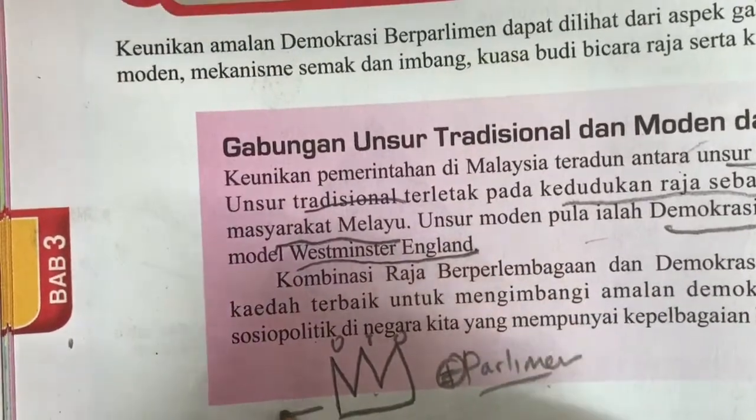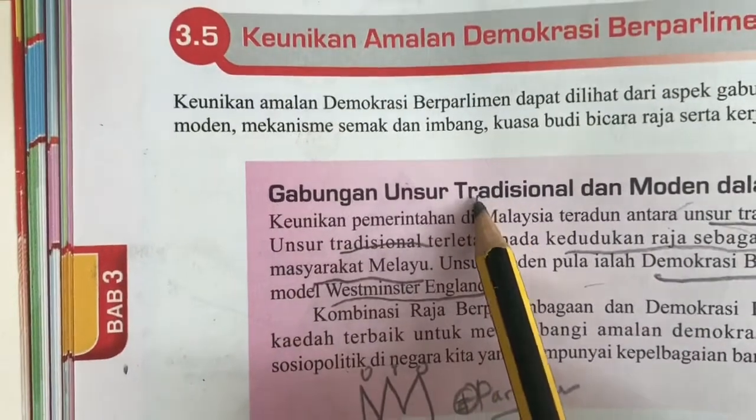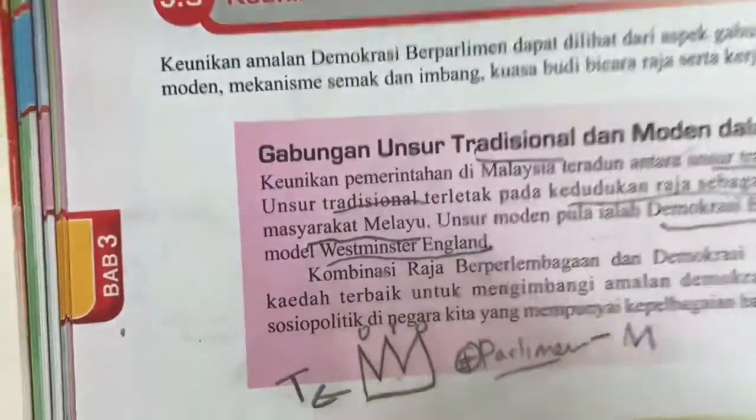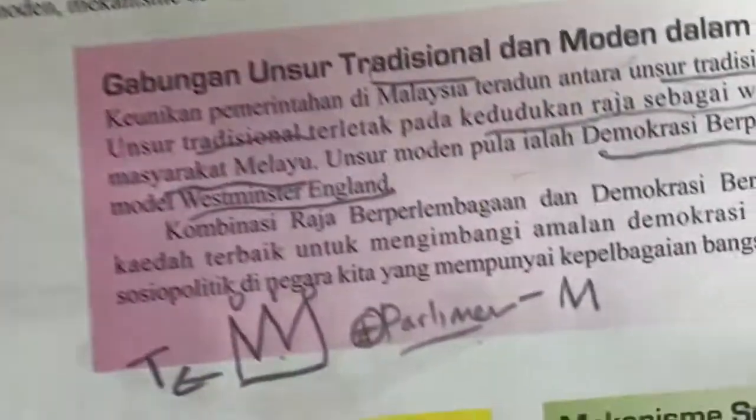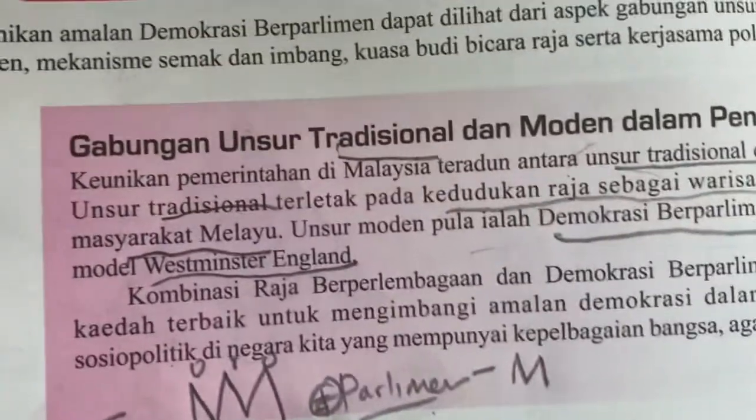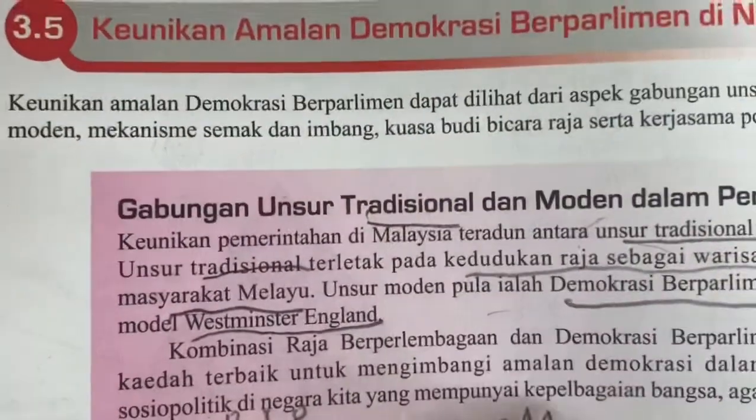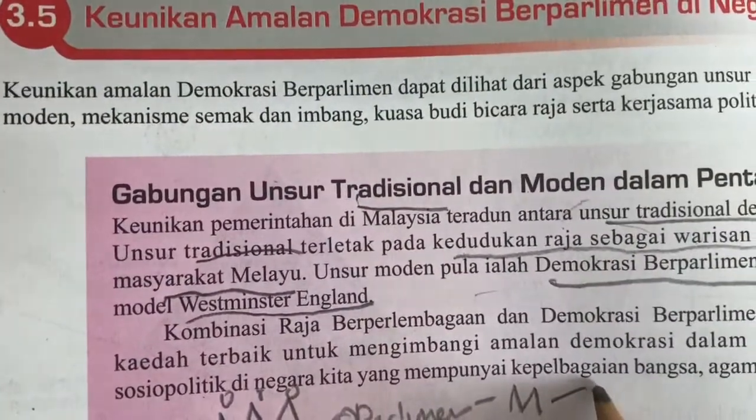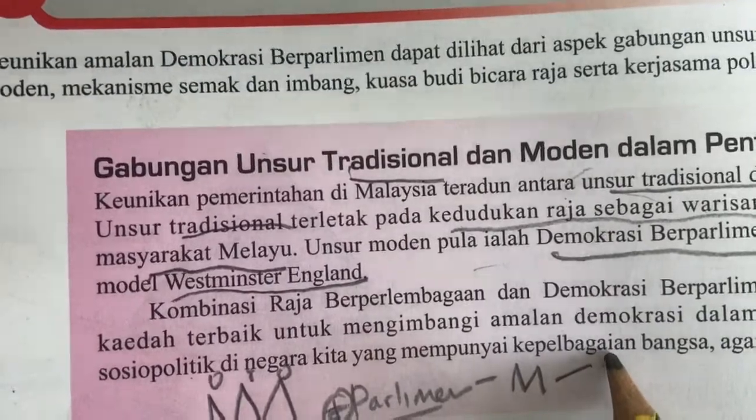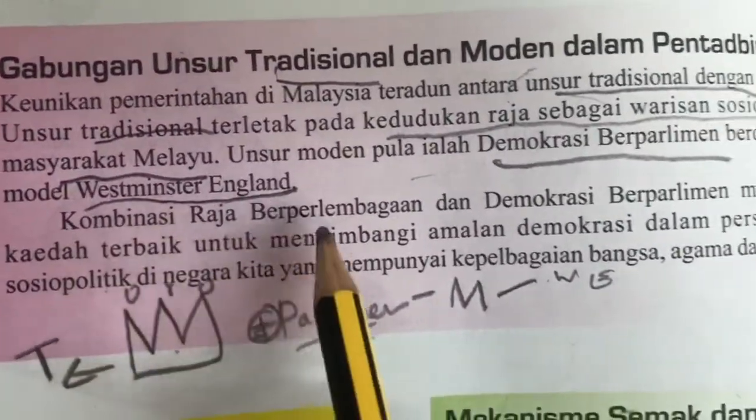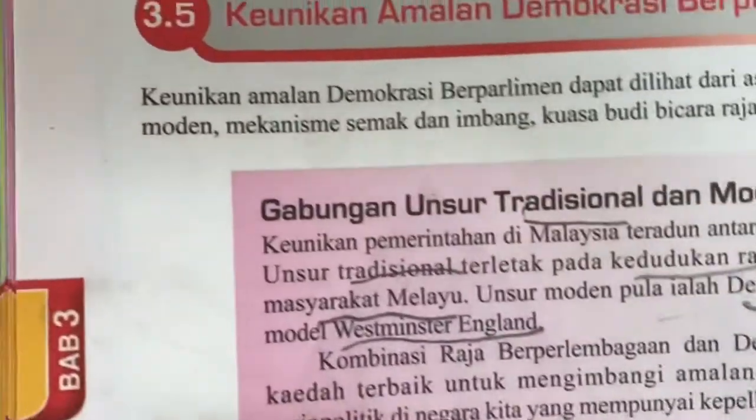So the king represents what part? See, traditional. This is T. This is modern. You get what I'm saying? This is how you should do your work lah. It's simple. Next. And the parliament, if I talk, you already know, is based on what? Model, what model is that? Westminster, England.